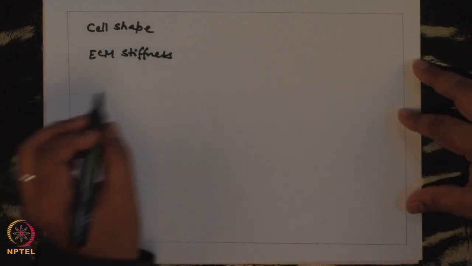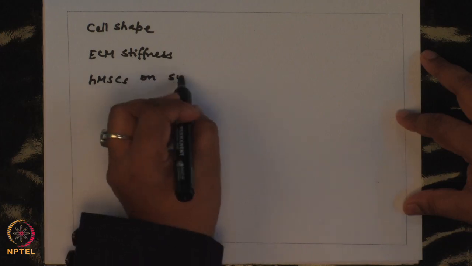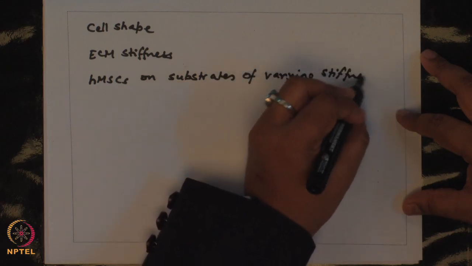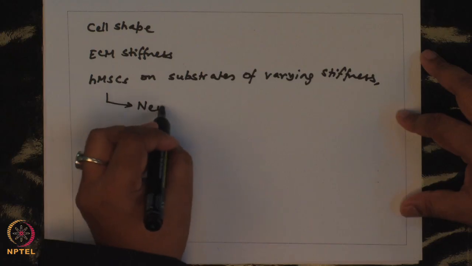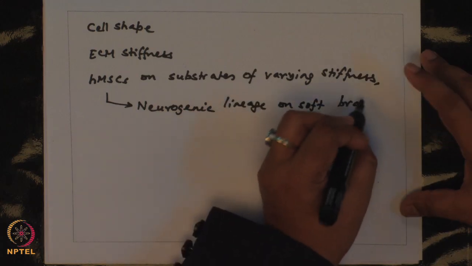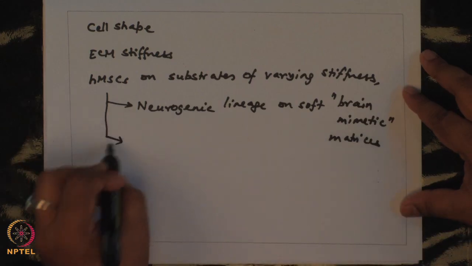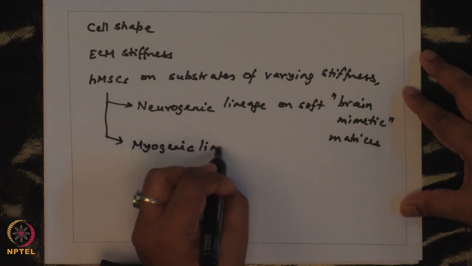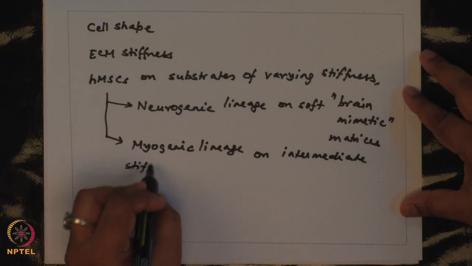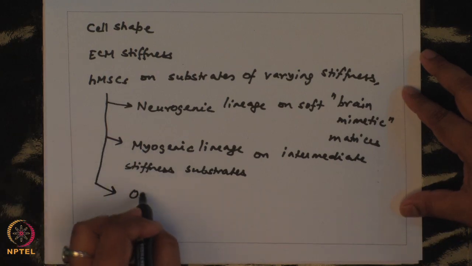In the case of ECM stiffness, it is shown that if you plate HMSCs on substrates of varying stiffness, these HMSCs differentiated into a neurogenic lineage on soft brain mimetic matrices, a myogenic lineage on intermediate stiffness substrates, which mimic that of muscle, and an osteogenic lineage on stiff surfaces.